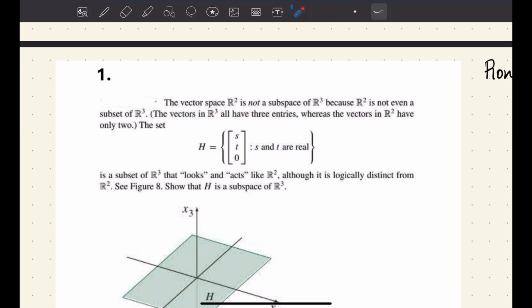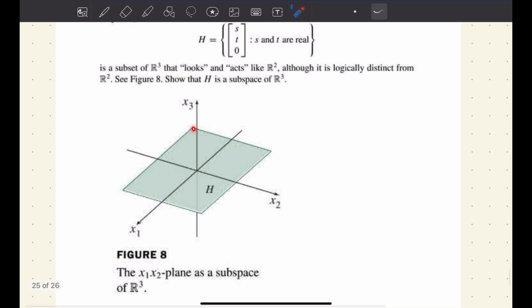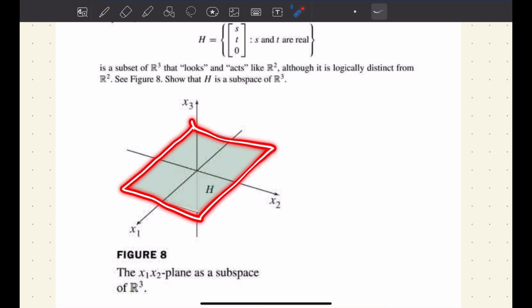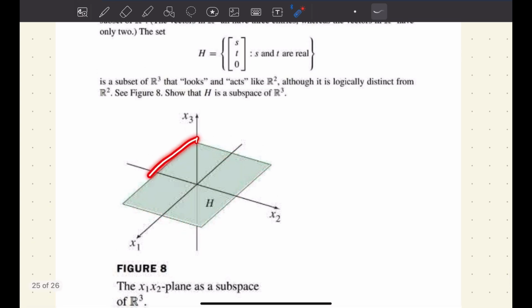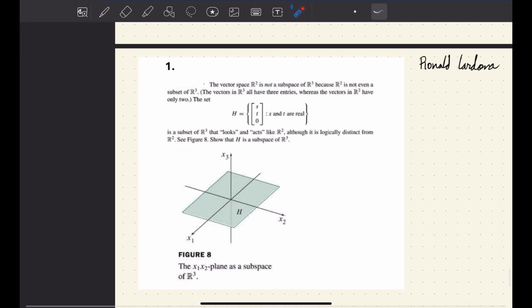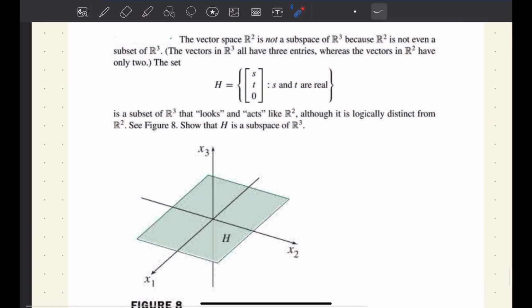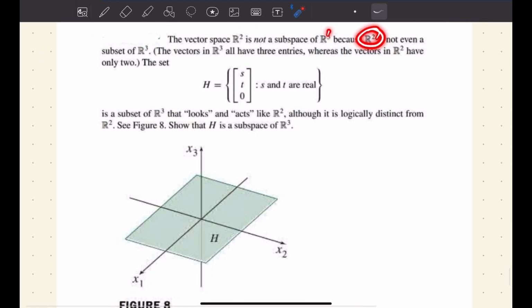The vector space R2 is not a subspace of R3 because R2 is not even a subset of R3. What this is basically saying is that over here, this plane vector is acting as R2, but in reality is R3. But what does this mean?